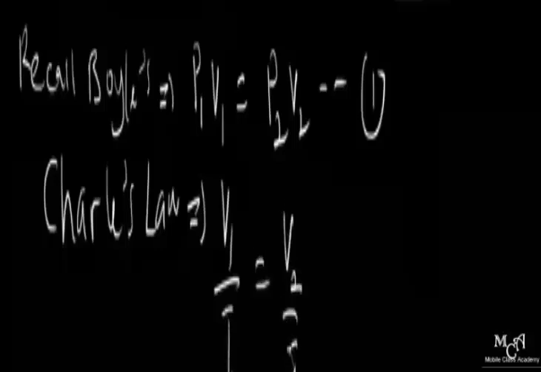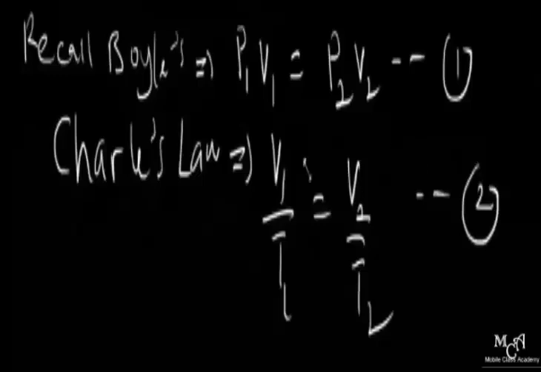We will recall in Boyle's law, we say that P1V1 is equal to P2V2. That's equation 1. And in Charles' law, you will recall that we say V1 over T1 equals V2 over T2. Equation 2. We can combine both laws. So combine equation 1 and equation 2. You have what we call the combined gas law equation. So let's combine both of them.